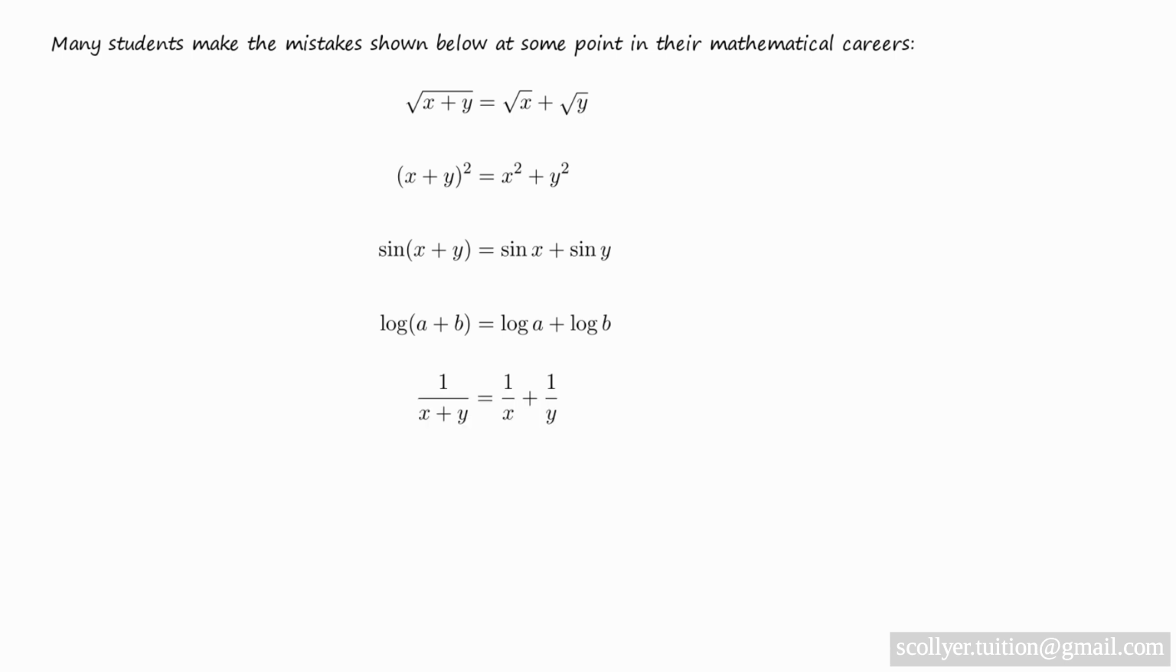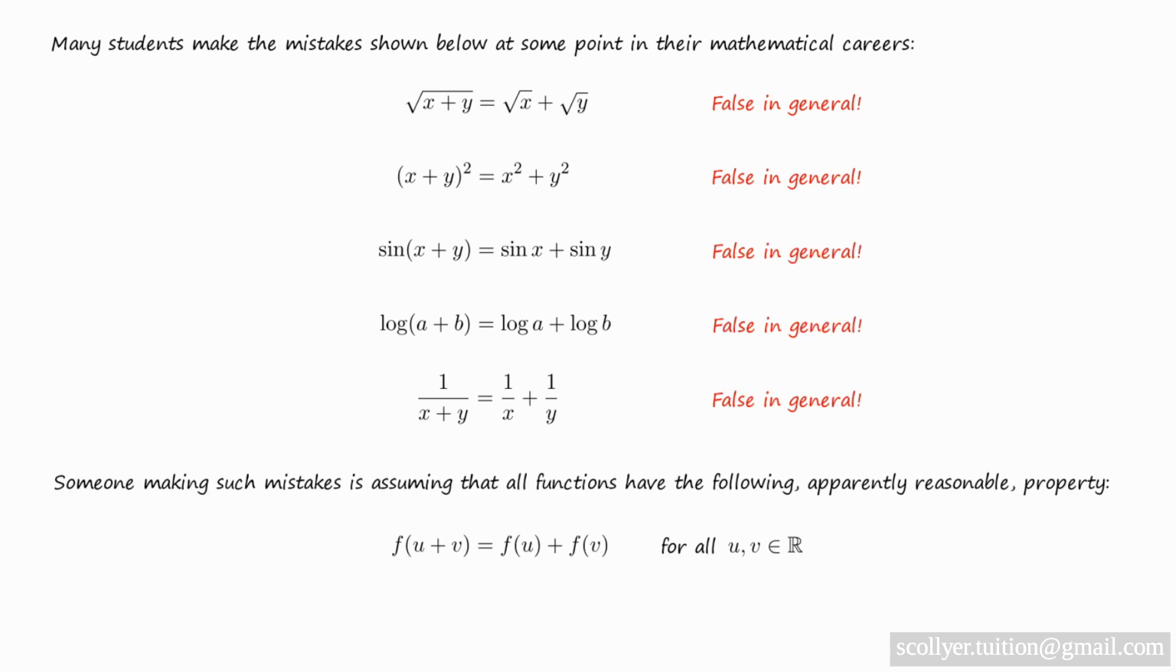At some point, most students make at least one of the mistakes shown below. The square root of x plus y equals the square root of x plus the square root of y. X plus y squared equals x squared plus y squared. Sine of x plus y equals sine x plus sine y. Log of a plus b equals log a plus log b. 1 over x plus y equals 1 over x plus 1 over y. Unfortunately, each of these statements is false in general.